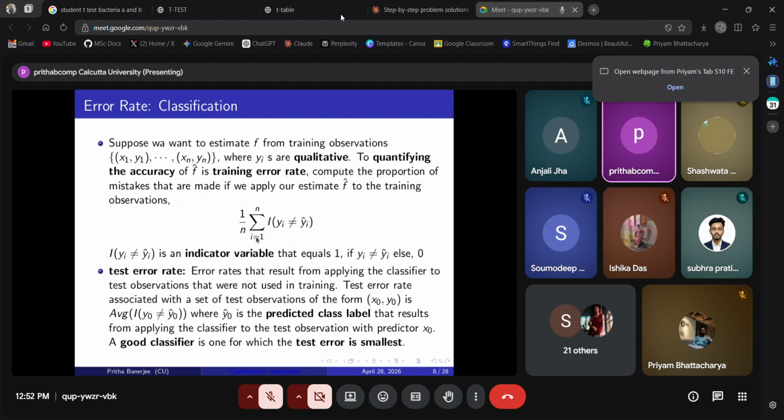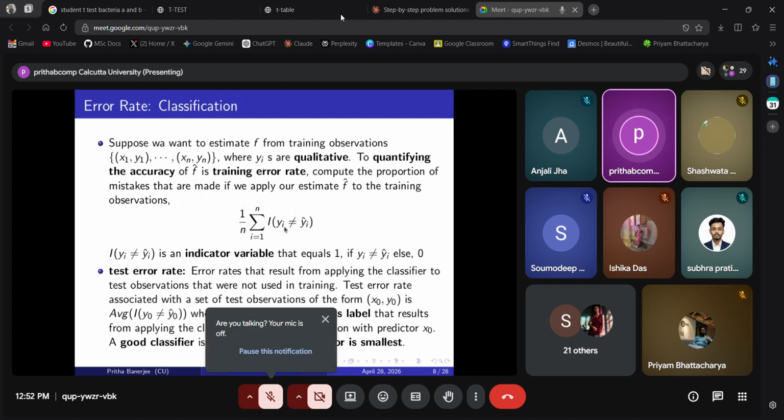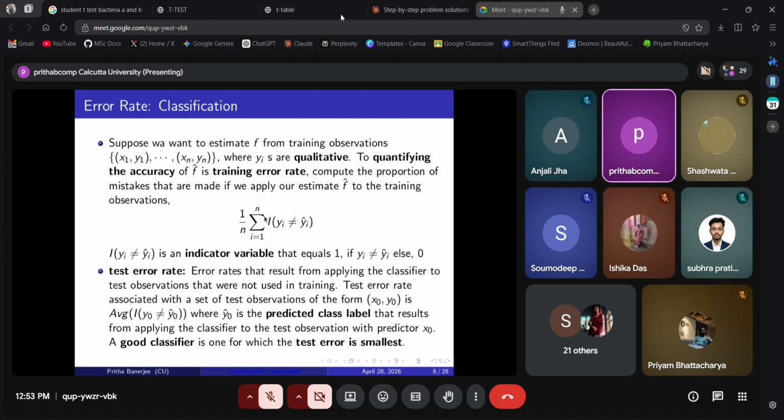That's why it is the error rate: summation over i equal to 1 to n of I, where I is what is called an indicator variable. This I basically means that yi is not equal to yi cap. It equals 1 if yi is not equal to yi cap. That means if the predicted and the original class are not the same, it contributes 1 to the summation. So you sum the number of mismatches, and it is basically the number of mismatches divided by the total number of observations.